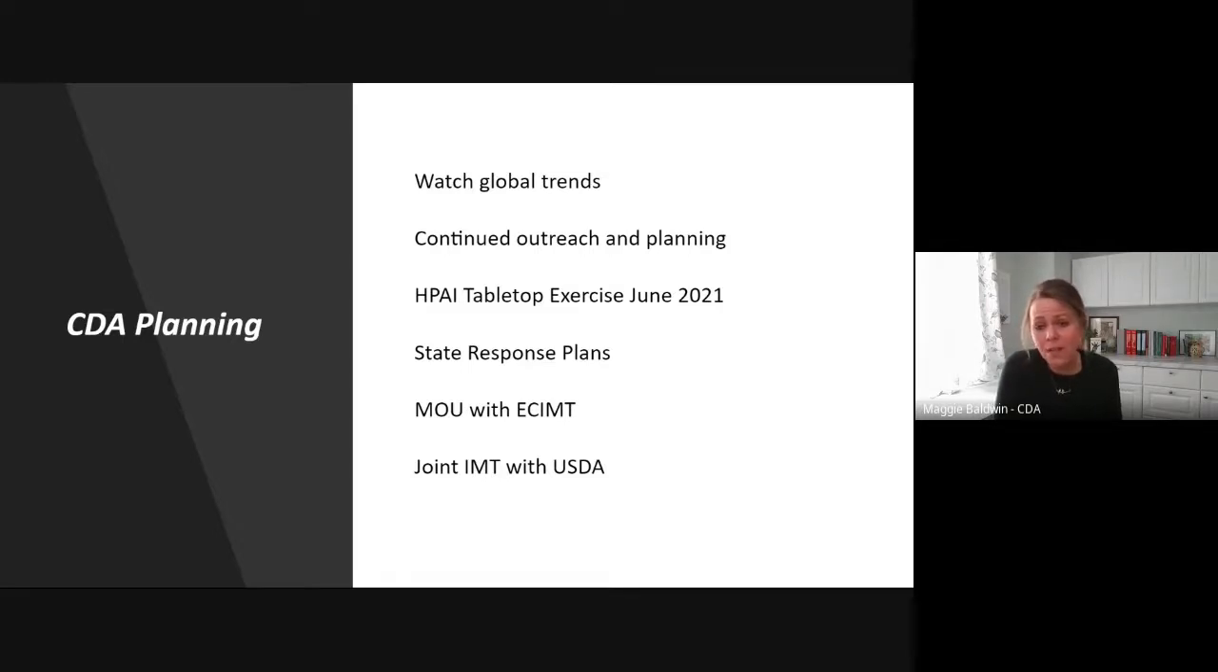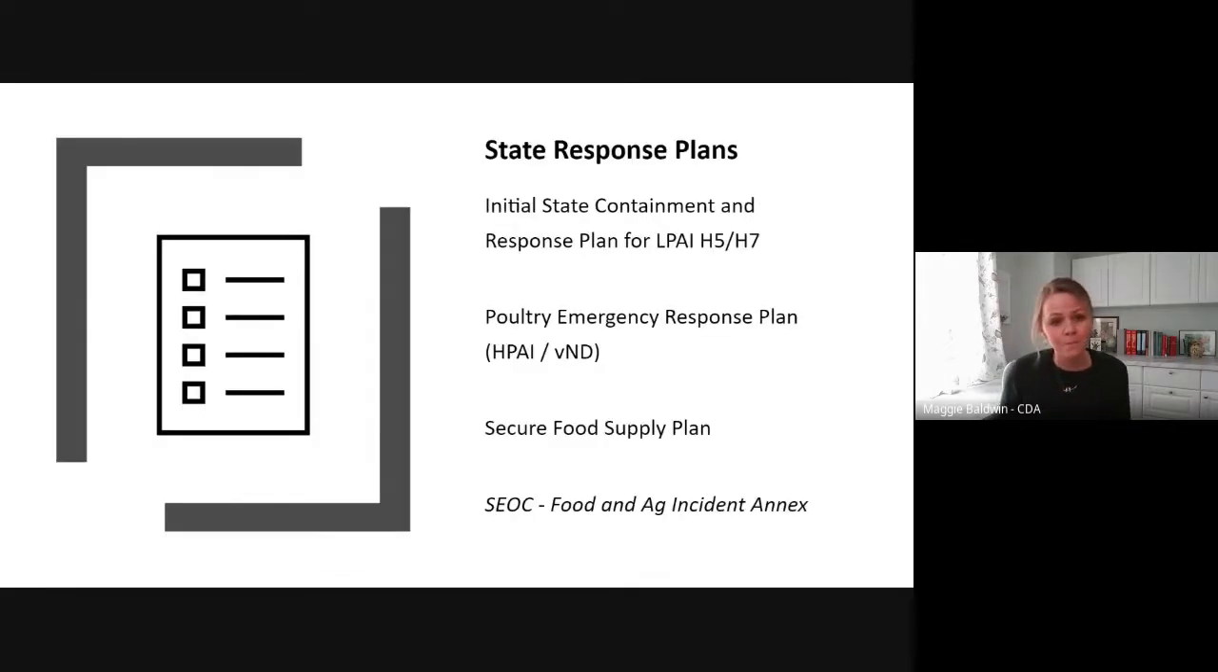We do have state response plans in place, and I'll talk about that in a second. We have an MOU, a Memorandum of Understanding with the Eastern Colorado Incident Management Team, that if we have a case of a foreign animal disease outbreak, we would pull them in to help us get started on an incident and an event. And we would set up a joint IMT, incident management team, with our USDA partners. So we can all be at the table on those policy decision making, make sure we're doing all the right things at the right times.